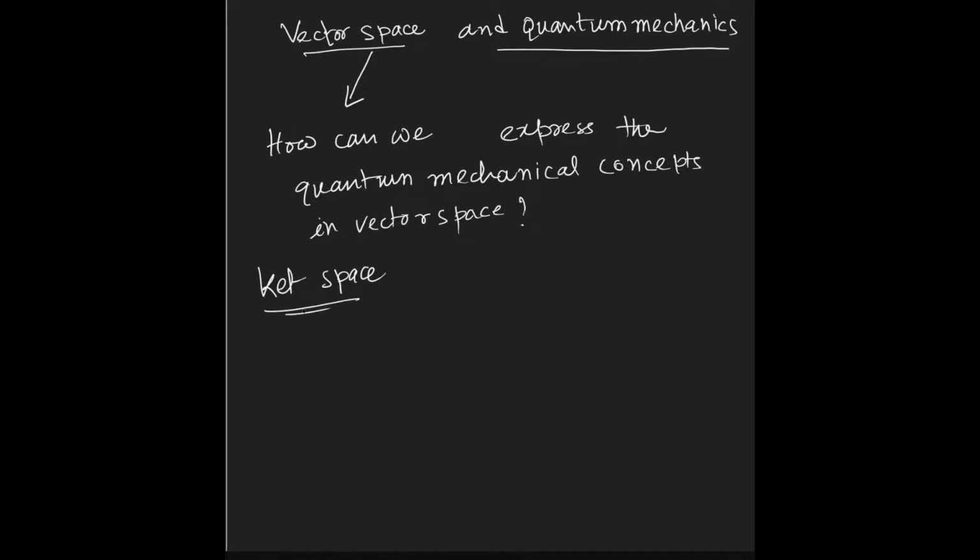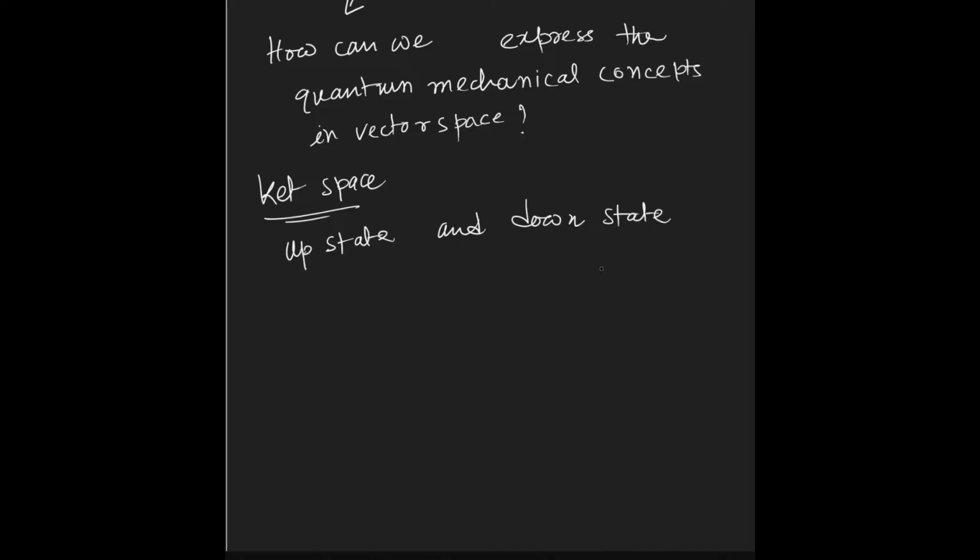As we have seen in the previous Stern-Gerlach experiment, the electron has two states. One is the up state and the other is the down state. Each of these states can be represented in terms of a ket vector. The state of the electron can be represented by a state vector. Suppose the state of the electron is represented by alpha. Now this is the symbol of a ket vector.